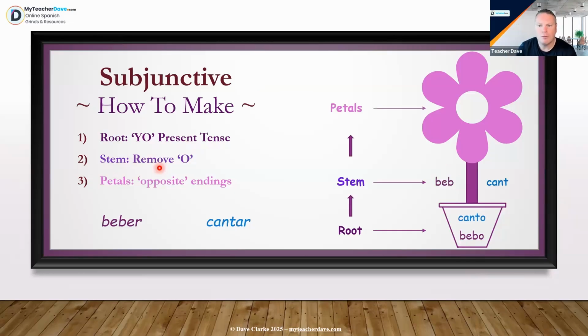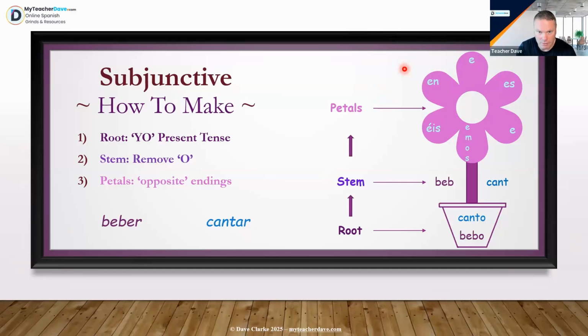So for our regular AR verbs, in blue, we have our endings, funny enough: e, es, e, emos, éis, and en.